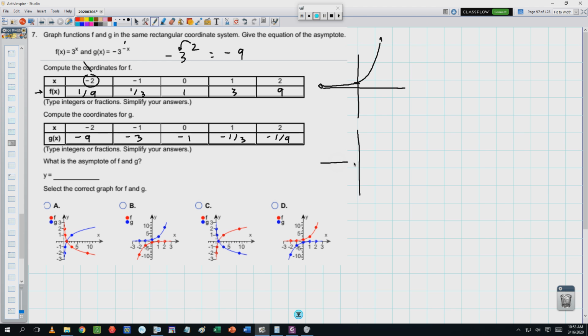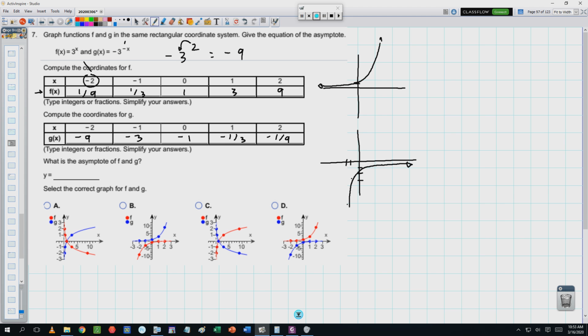And when we plot these points, negative 2 over here is making negative 9 all the way down here. Negative 1 makes negative 3. This graph is going to come up from below and stay below.